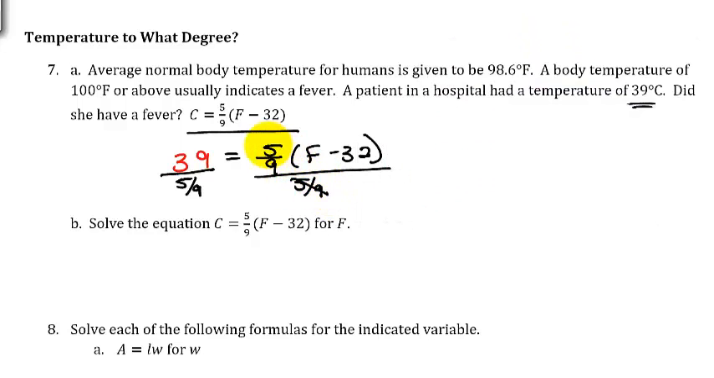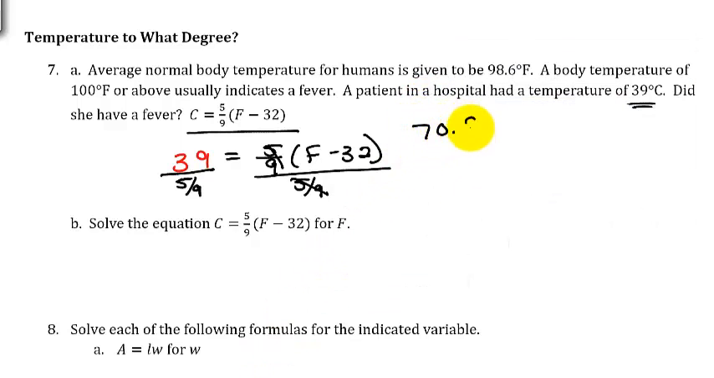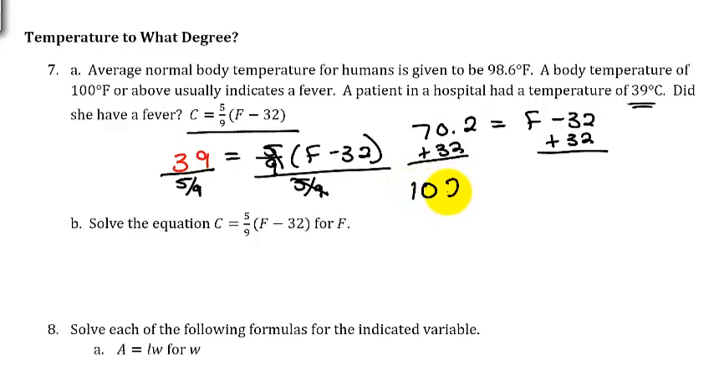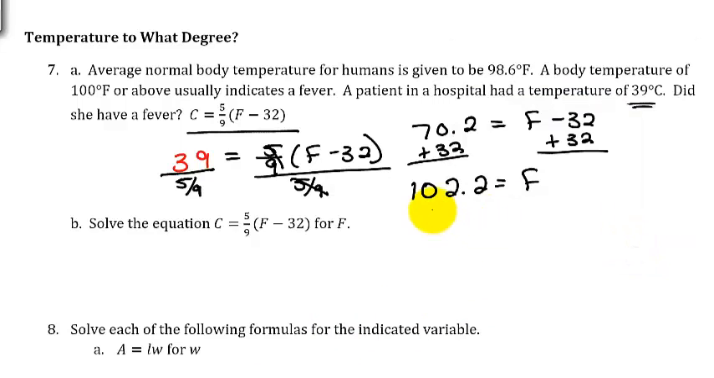So then these 5/9 cancel, and we're left with 70.2 equals F minus 32, and so the last step would be to add the 32 to both sides. And so we get a temperature of 102 degrees Fahrenheit, 102.2. And so the answer is yes, she did have a fever.